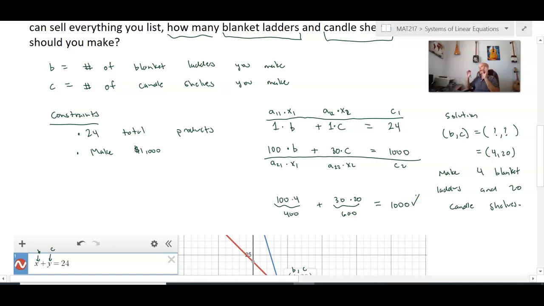So we have not only fabricated a system of equations here based upon a context, but we've also produced a solution.